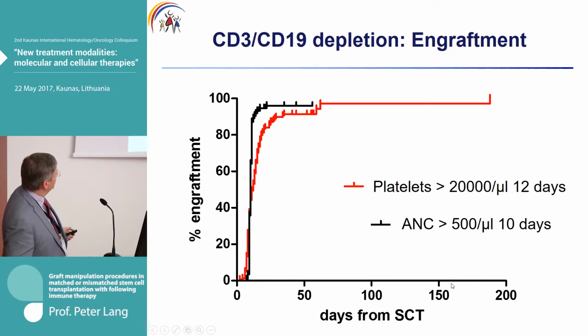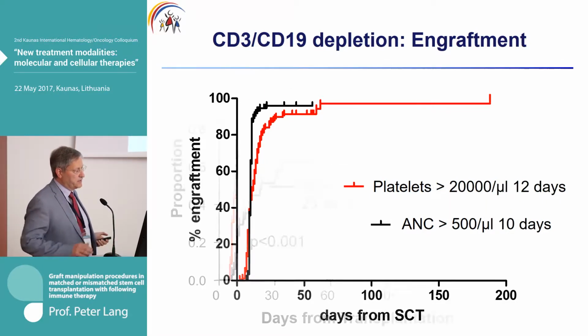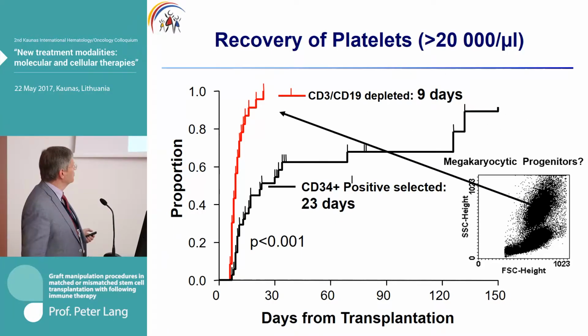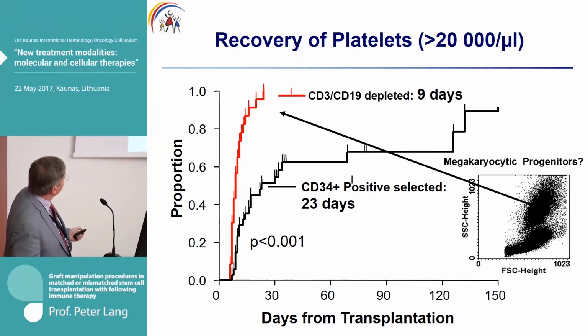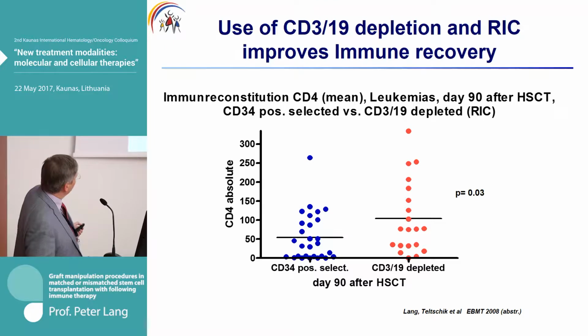The engraftment was very fast, with 12 days to reach more than 20,000 platelets and 10 days to reach 500 neutrophils. Interestingly, the recovery of platelets was even faster than after the positive selection procedure. Probably, we could not prove that, probably due to the presence of megakaryocytic progenitors in those grafts. And this is to show you that also the immune recovery could be improved. This is the number of CD4 at day 90 after transplantation, after CD34 selection, and after the new selection procedure.